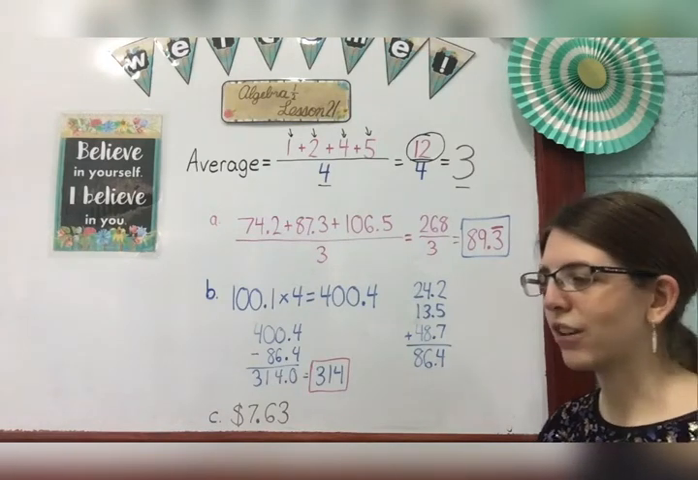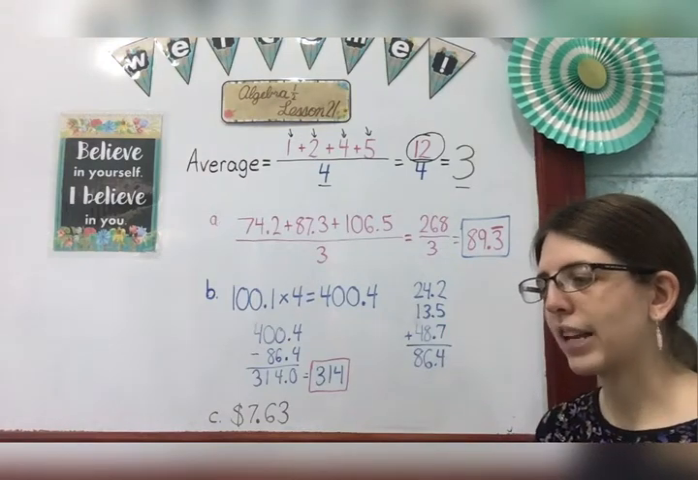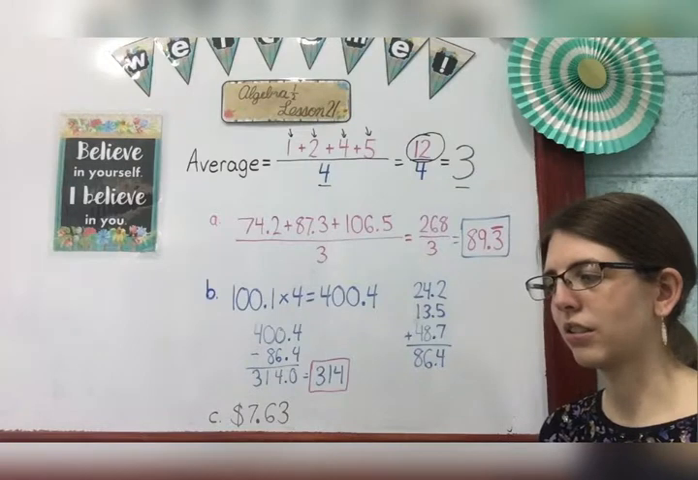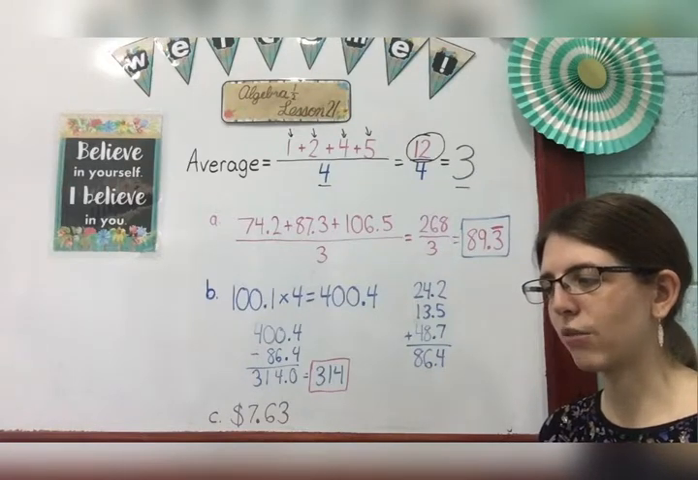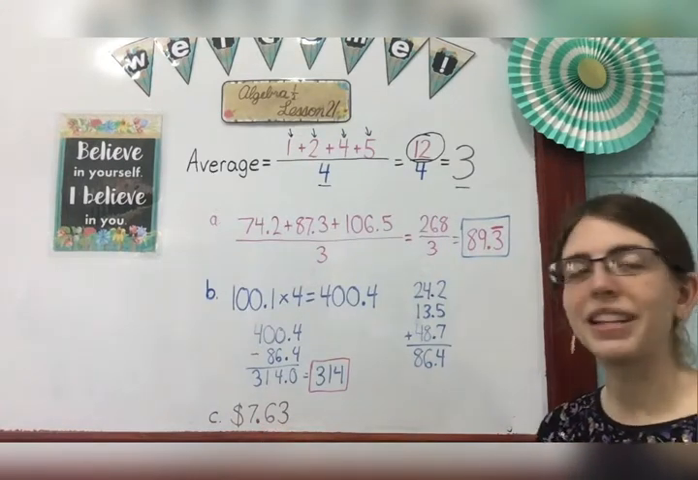Then the last one, letter C, is done just like letter A. The first 4 items cost $5.21, $7.42, $8.64, and $9.23. You add them up, divide by 4, and your answer should have been $7.63.